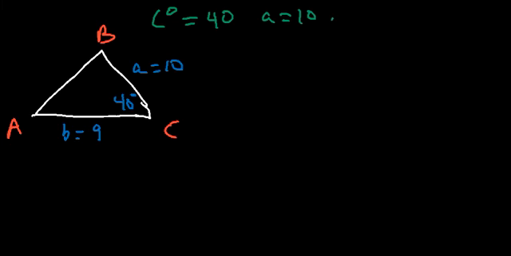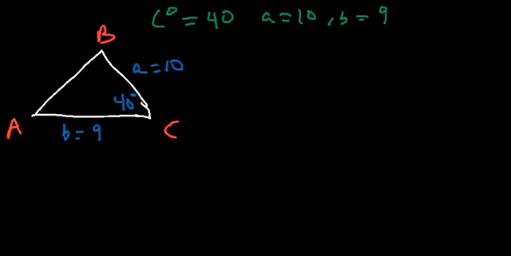Here's the last scenario. Let's say this is angle A, B, and C. Let's say angle C is 40 degrees, side B is 9, and side A is 10. Notice that we have all three different letters. We have angle C, which is 40, side A, and side B.